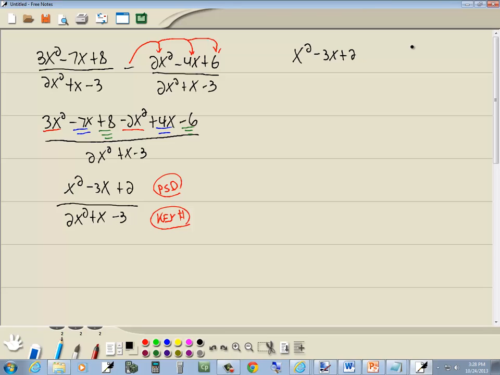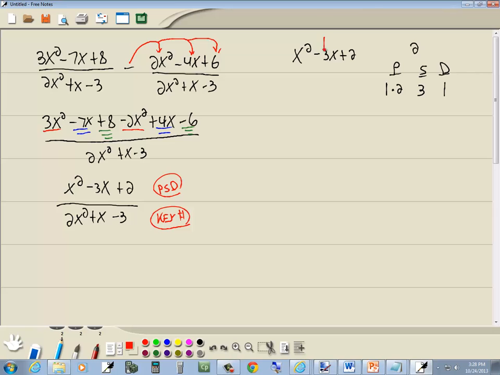PSD: take your number at the end, ignoring the signs if there are any. So we're going to look at this 2. We're going to create 3 columns: P column, S column, and D column. Now P is product. We're going to list all products that give us 2. We have 1 times 2. The S is for sum. We're going to add these together. 1 plus 2 is 3. The D is for difference. We're going to subtract smaller from larger. 2 minus 1 is 1.